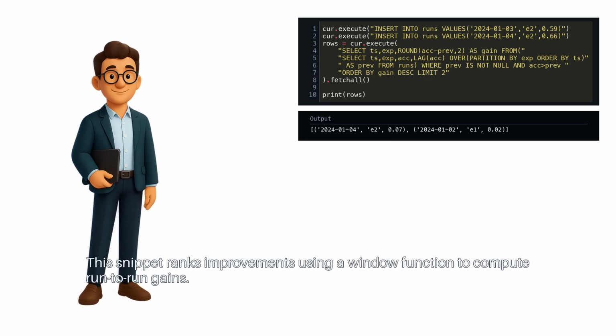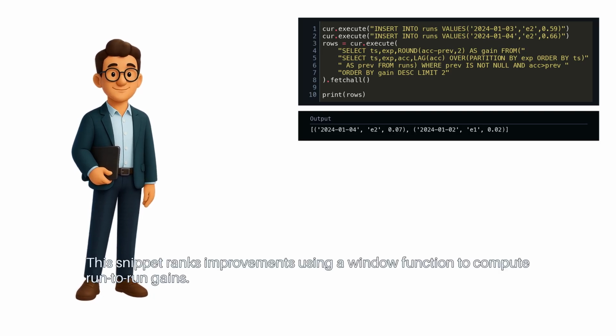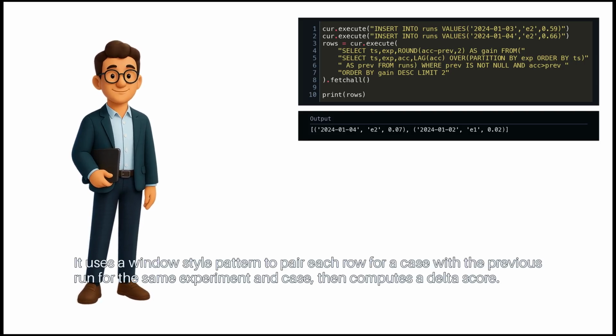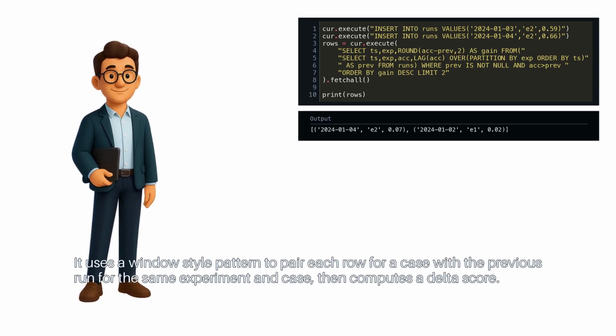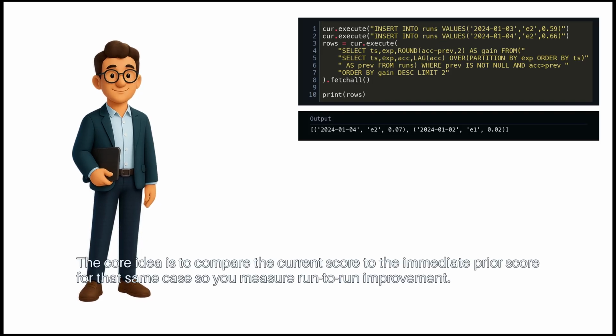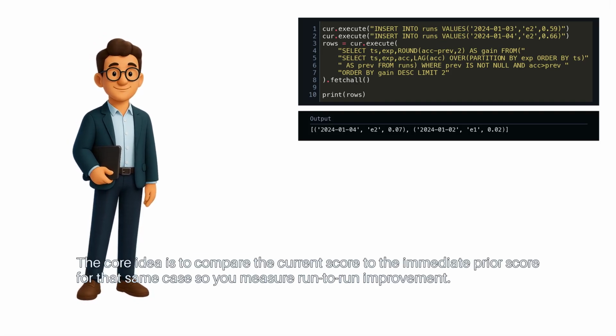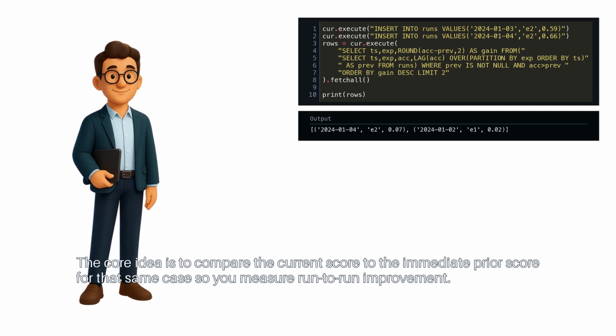This snippet ranks improvements using a window function to compute run-to-run gains. It uses a window-style pattern to pair each row for a case with the previous run for the same experiment and case, then computes a delta score. The core idea is to compare the current score to the immediate prior score for that same case, so you measure run-to-run improvement.